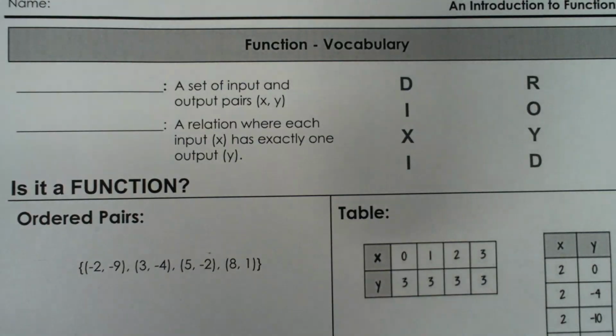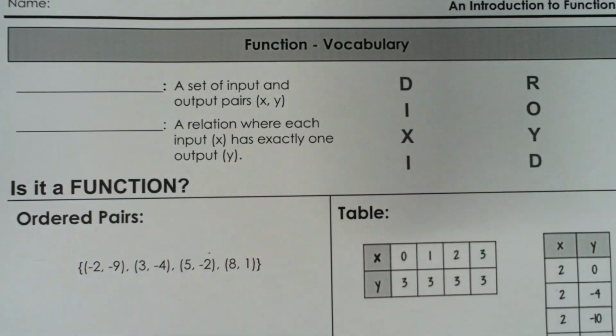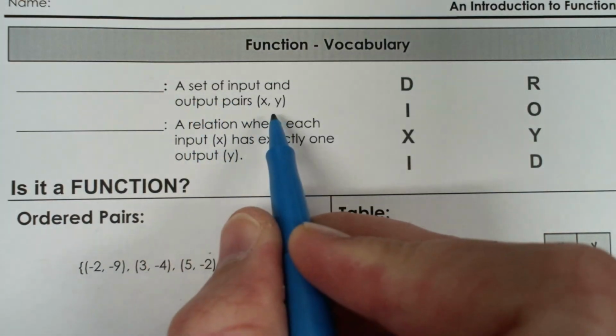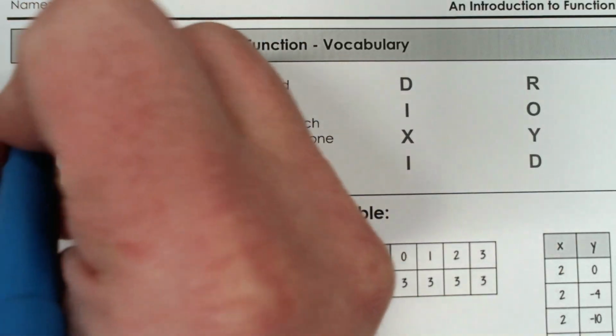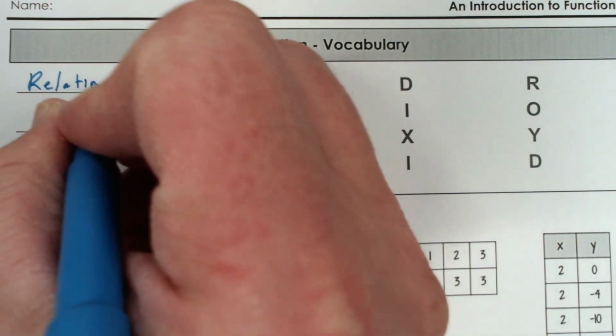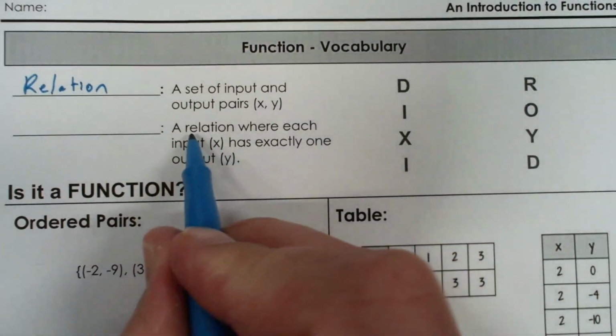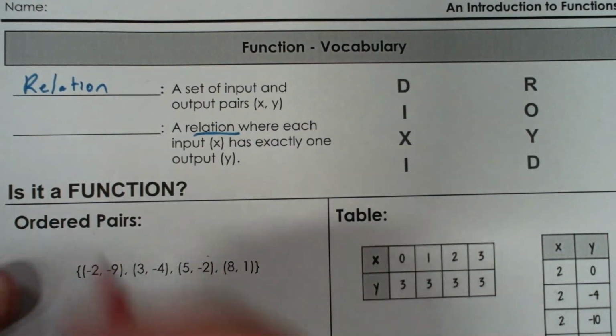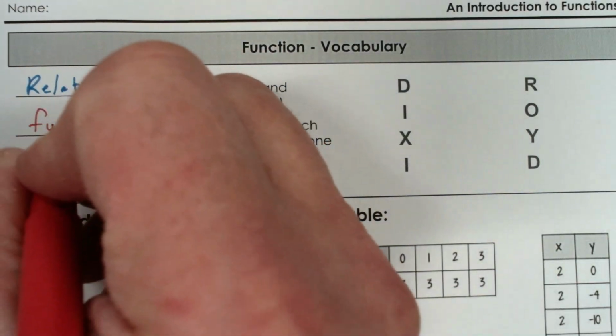All right, today we're doing our notes on function vocabulary and introduction to functions. So first, a set of input and output pairs, these x y's, is a relation. And a relation where each input x has exactly one output makes a function.